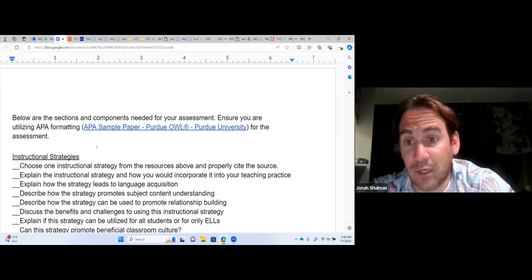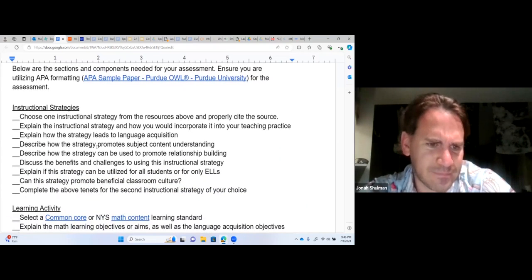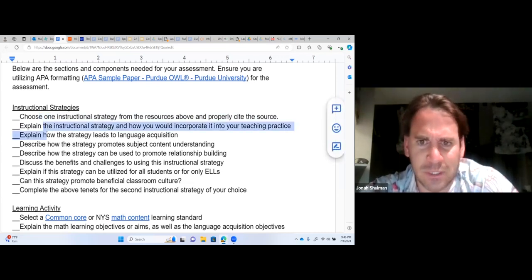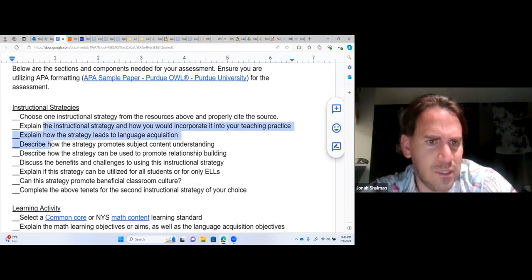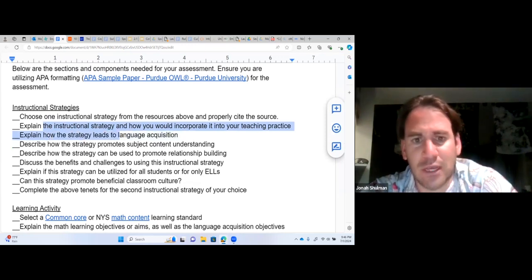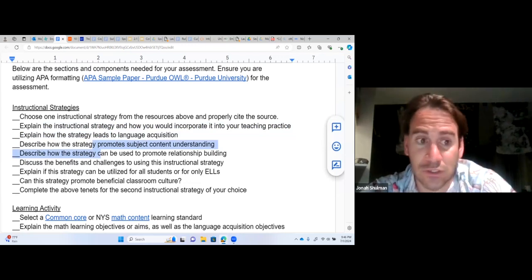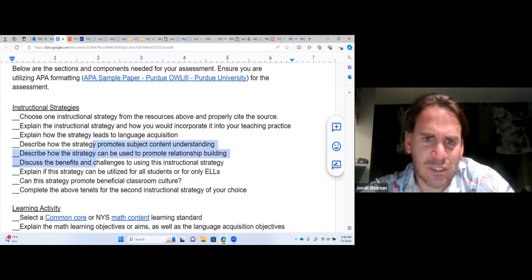I'd like you to use APA, but if you don't, I'll survive. So choose a strategy and properly cite it if you got it from somewhere. Explain the strategy and how you're going to incorporate it. Explain how the strategy helps language acquisition. Describe how the strategy promotes subject content understanding. Describe how the strategy can be used to promote relationship building. Discuss the benefits and challenges to using the strategy.